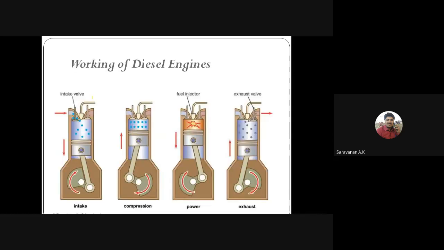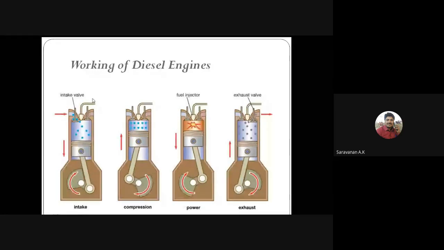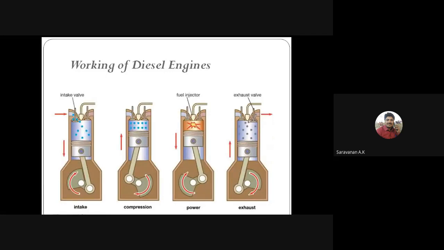Then you already know the working system, right? Again, you can see the working system, or we can switch over to the other topic. Anyone? Next topic, sir. Next topic, right? Okay.